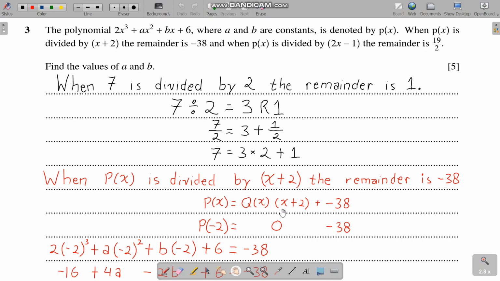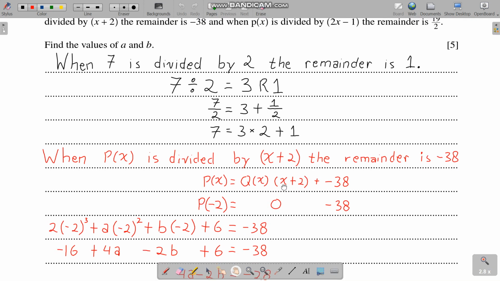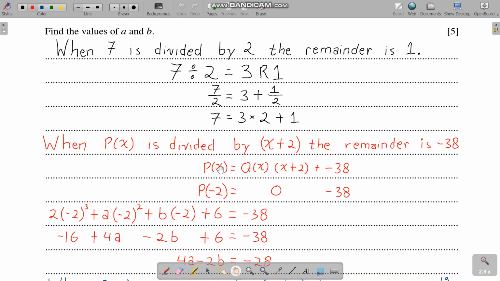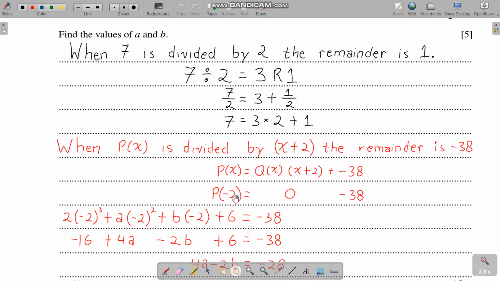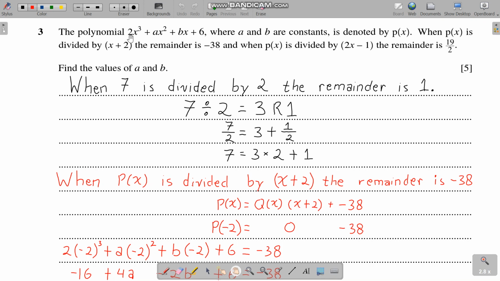So the 0 of the divisor means the value of x that makes the divisor 0, and that is minus 2, because if we plug in minus 2, this is 0, so the whole term is 0, which means if we replace the x with minus 2, we get the remainder, minus 38. So p of minus 2 equals minus 38. P of minus 2 means we replace the x in the original p of x with minus 2.